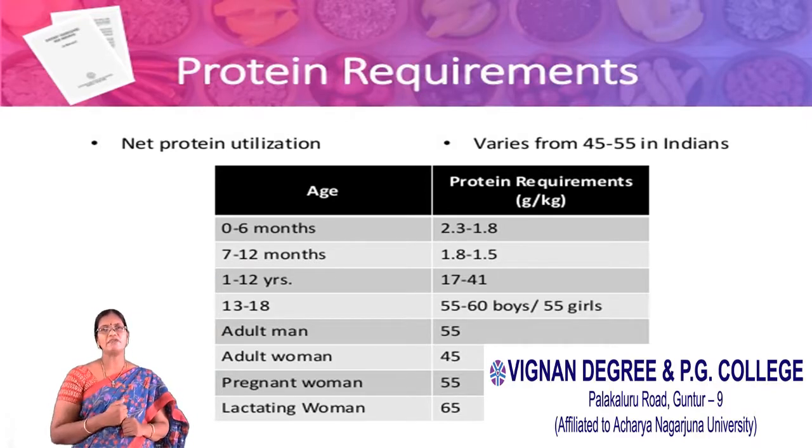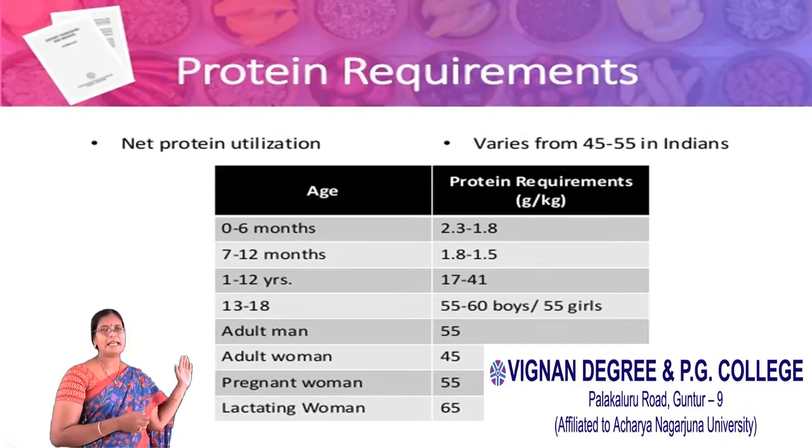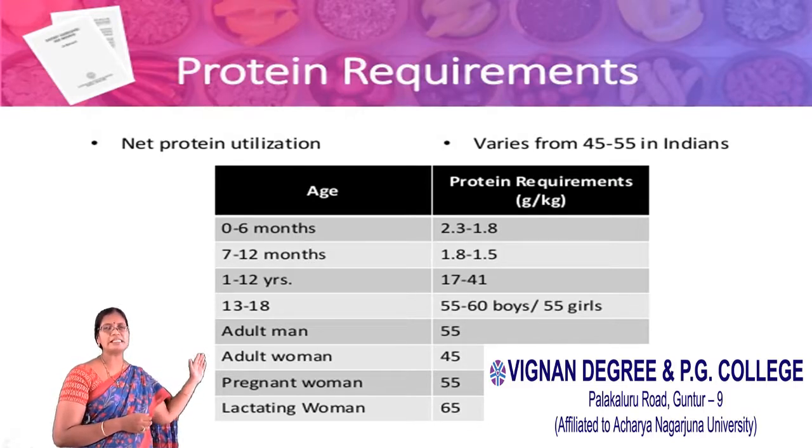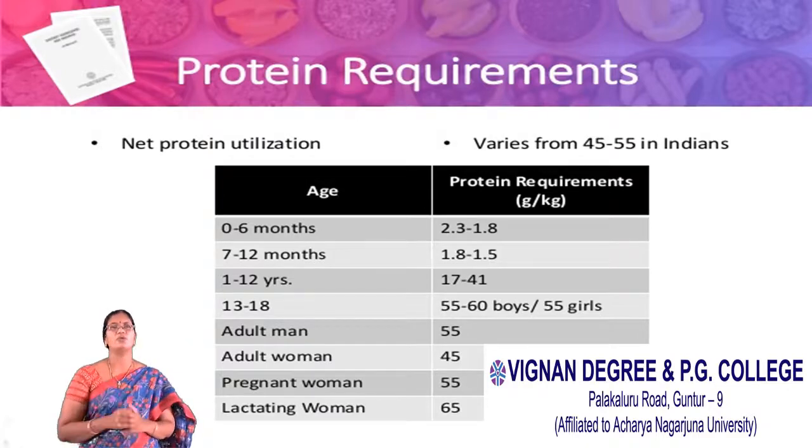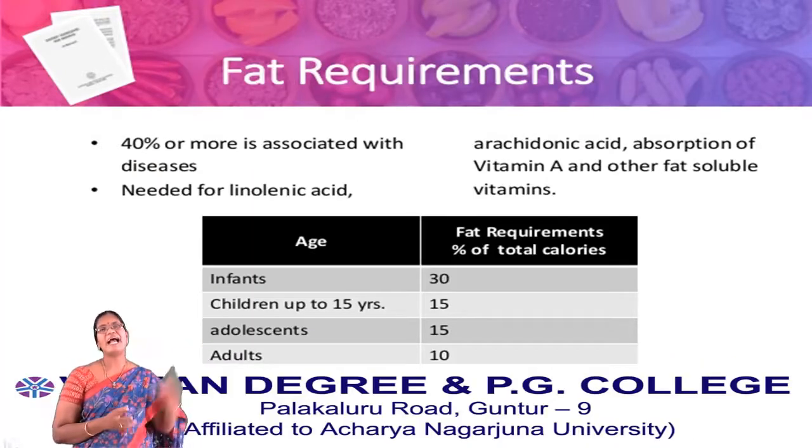An adult man requires 55 grams of protein per kg body weight. Adult women require 45 grams per kg body weight. A lactating woman requires more protein when compared to all other groups, that is 65 grams per kg body weight. And a pregnant woman requires 55 grams per kg body weight. So this is the RDA value for different categories of people in case of proteins. Now we will move to the fat requirement.